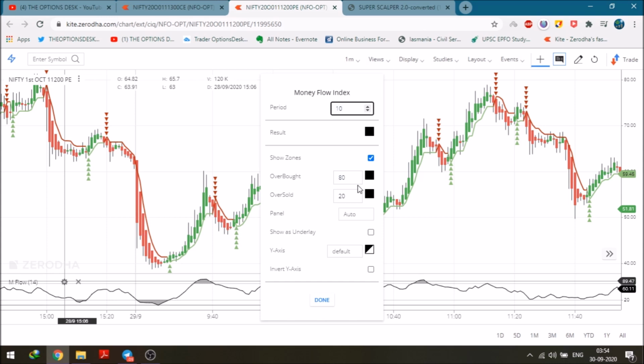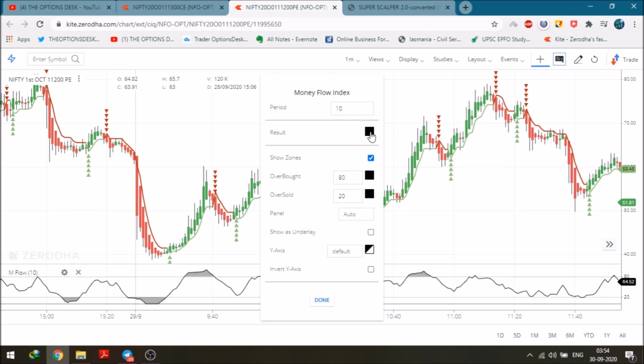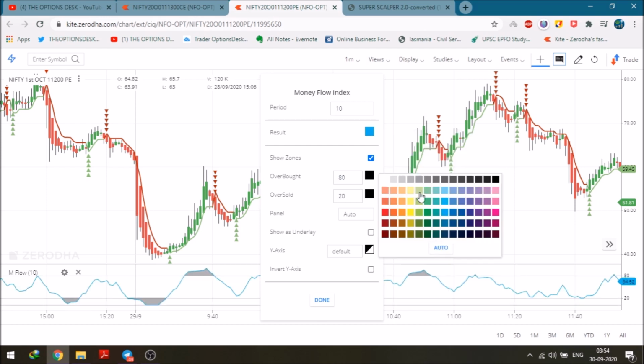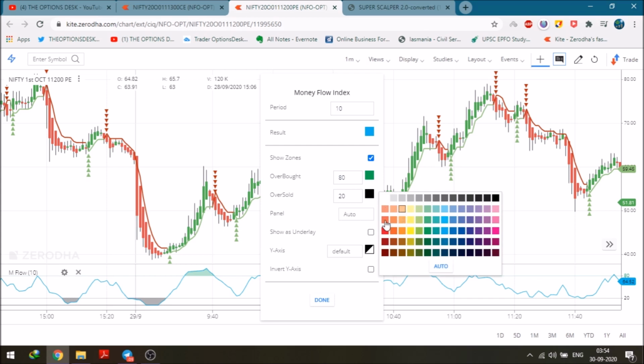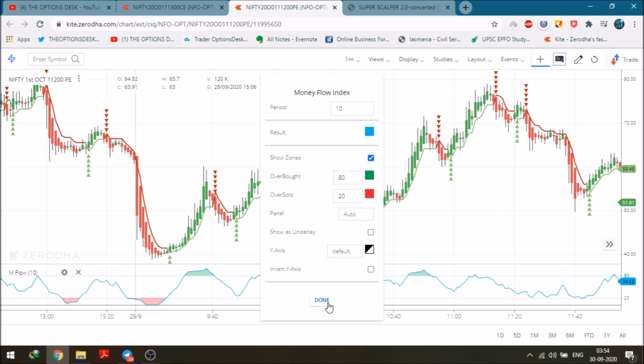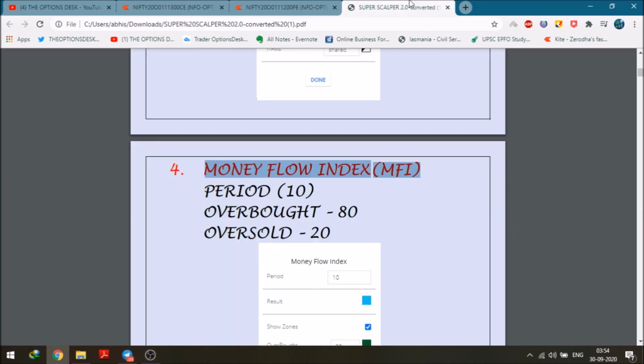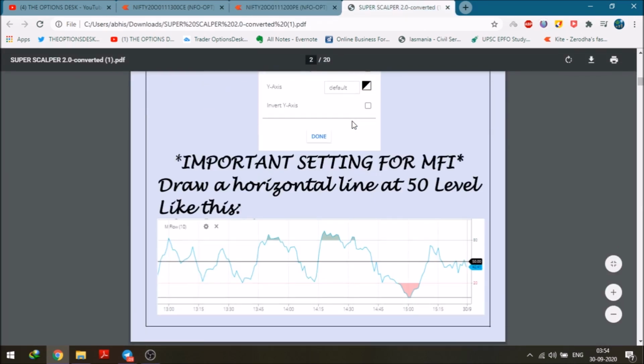Okay, and I want a specific color with my MFI, so I will change it to blue. You can change it to any color you are most comfortable with. Overbought zone will be green and oversold zone will be red. Okay, so these are the levels that I have plotted for the MFI. Now let's see what the strategy says. Plotted important setting for MFI.